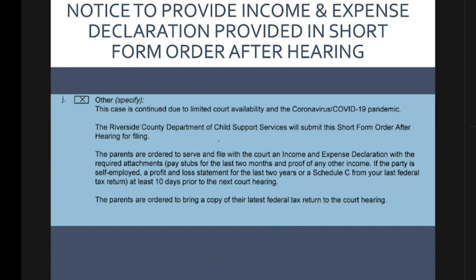Your notice to provide the income and expense is found on the short form after hearing. You are to file and serve this document at least 10 days before the hearing. While the order requests that you bring your latest federal tax return to the hearing, all hearings are currently being conducted telephonically, so you may want to submit this document with your income and expense declaration to ensure that the information is received by the DCSS and the court.